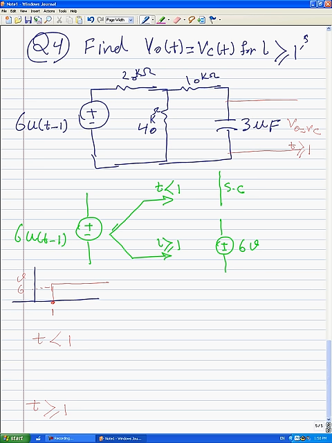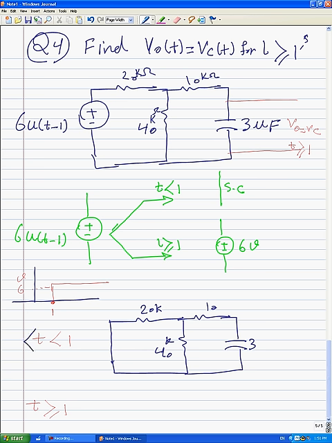Okay, for t less than 1, the circuit should be simplified like this. We have 0 instead of the source, and because it is a voltage source, 0 should be a short circuit here, and we have 20 here, 40 here, 10 here, and the capacitor here. Important aspect: between minus infinity and 1, we don't have any source in this circuit. That's why immediately we can say the output voltage or capacitor voltage at 1 second is equal to 0.